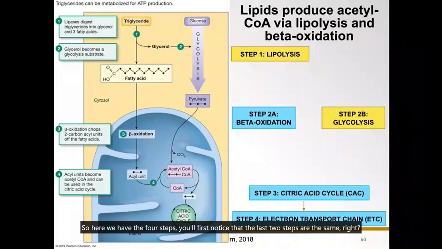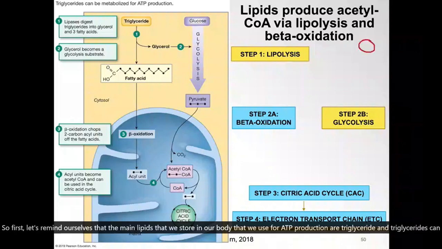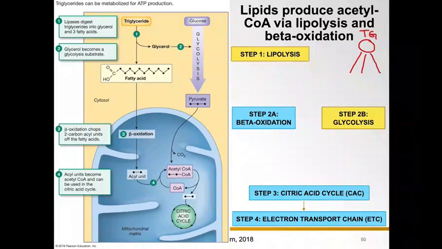So here we have the 4 steps. You'll first notice that the last 2 steps are the same, right? So we still want our lipids to enter the citric acid cycle and then the electron transport chain. It's the first steps that are going to be different between carbohydrates and lipids. So first, let's remind ourselves that the main lipids that we store in our body that we use for ATP production are triglycerides. And triglycerides can be thought of as an alien with 3 legs, right? Where the head here is the glycerol, and then each of the 3 legs are individual fatty acids.